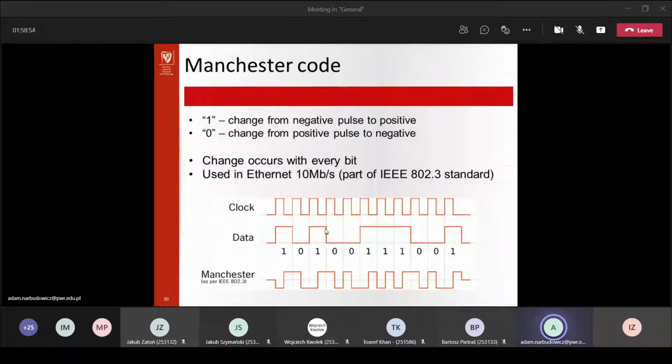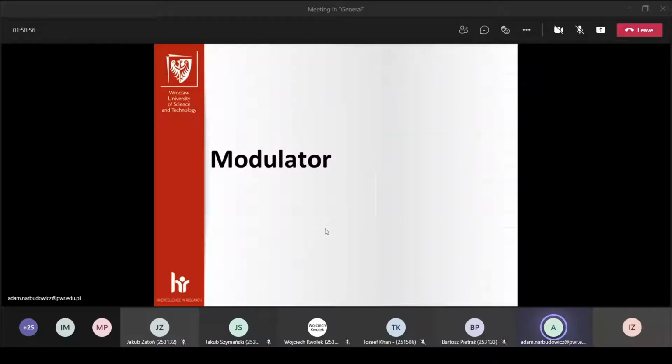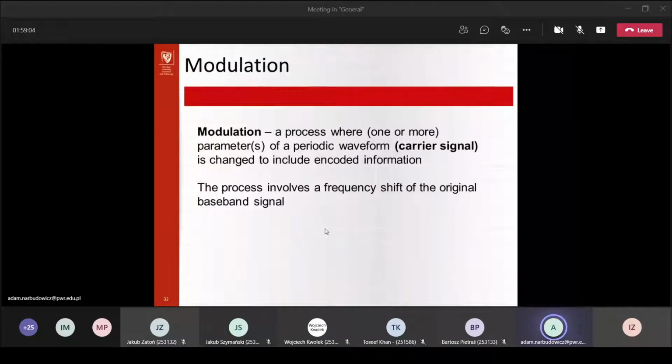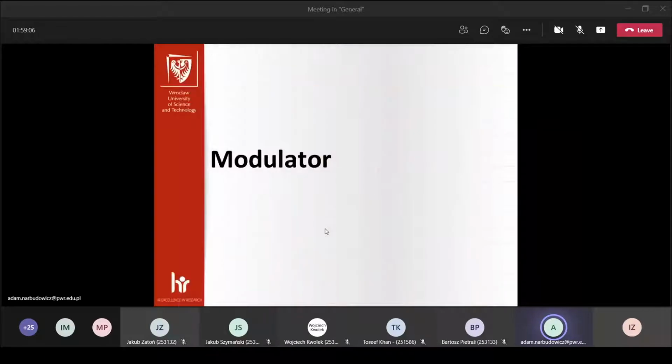So we move now to the next block, and we will revisit still coding, looking more into different ways of error correction and detection. And now we move on to the block which is called the modulator.